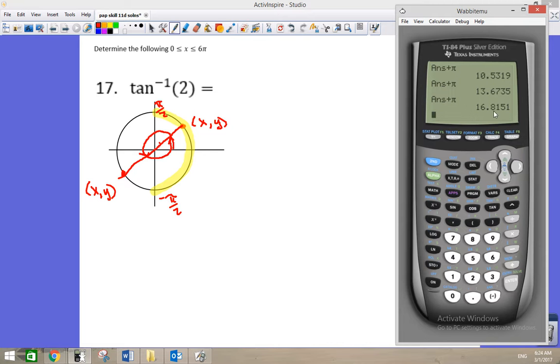And I know that this 16.8151 is less than 6 pi. And if I would go one more pi, I'd be going beyond the 6 pi. So those were the 6 answers that were displayed on the calculator. You can pause the video or rewind it and go back and look at those.